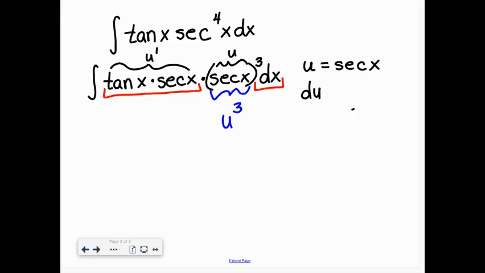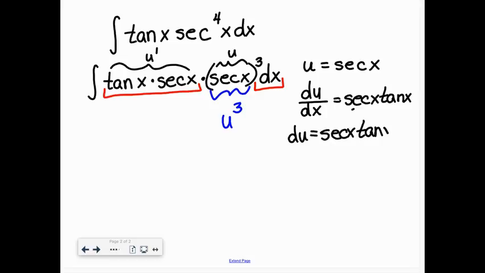Okay, so I take the derivative of u with respect to x, so I can figure out that dx business. The derivative of secant is secant tangent, and then du equals secant tangent dx. So now that whole thing is equal to du. And now my integral, right, this is the purpose of the substitution, is to give you another function in terms of u that's much easier to find the antiderivative of.